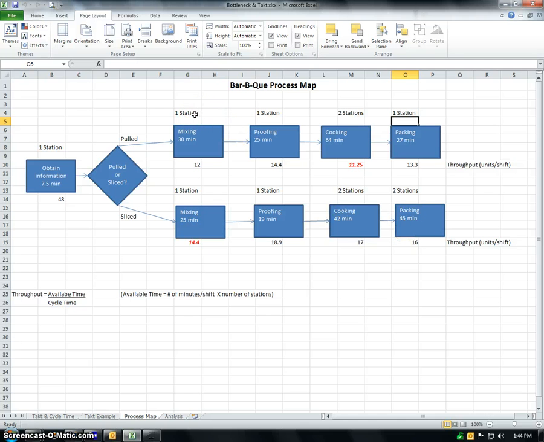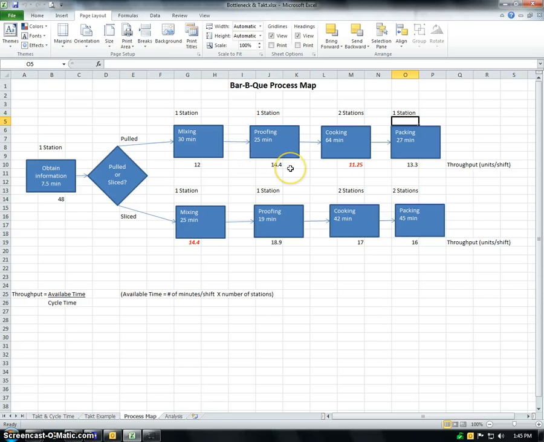And then we want to fill in how many stations we have, or we might think of this as people. How many people do we have doing each one of these operations? So taking an order, we have one person, mixing one, proofing one, cooking 2 stations, packing 1, and we'll see what that 2 stations does when we start thinking about throughput. You can see down on the sliced process, 1 station, 2 stations, but here we have 2 stations. So packing for the pulled process only had 1 station, packing for the sliced process had 2 stations.